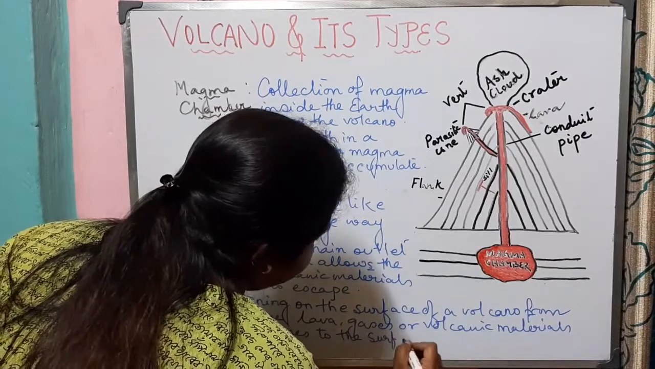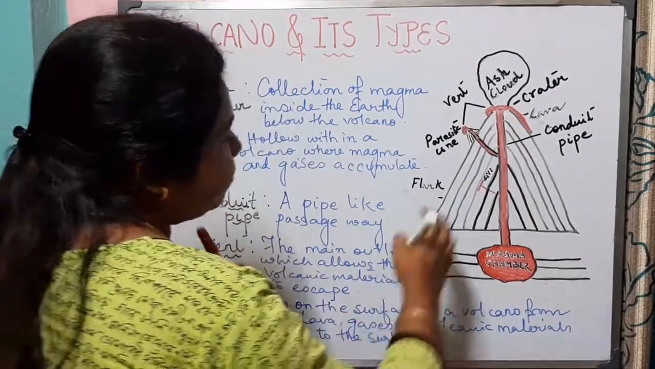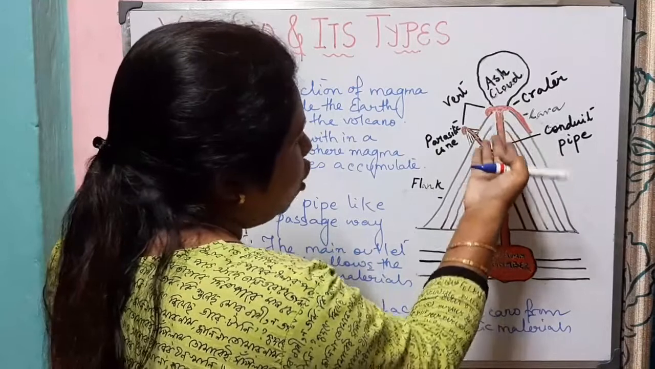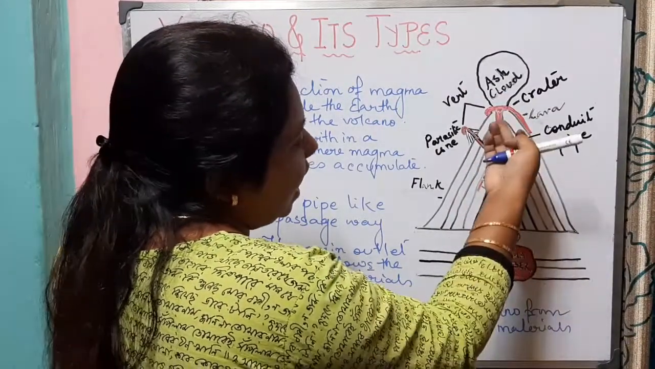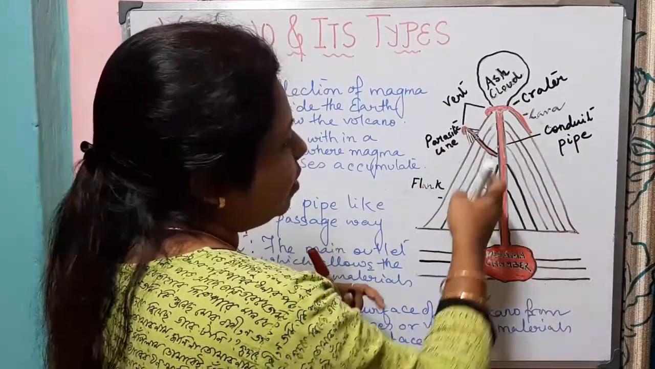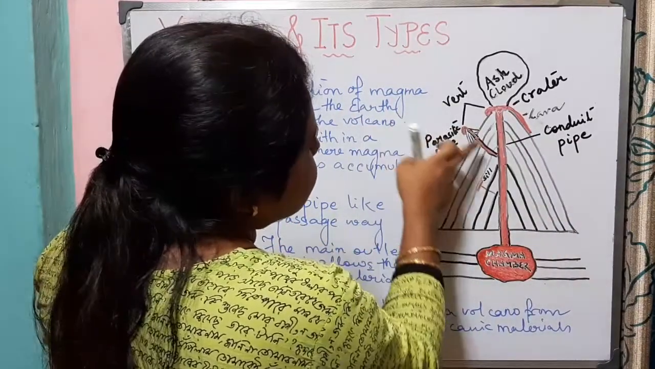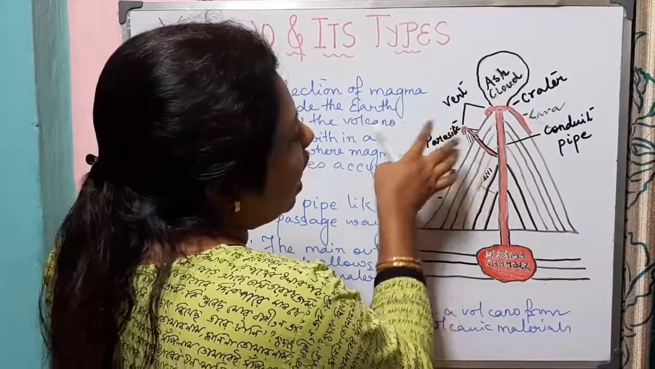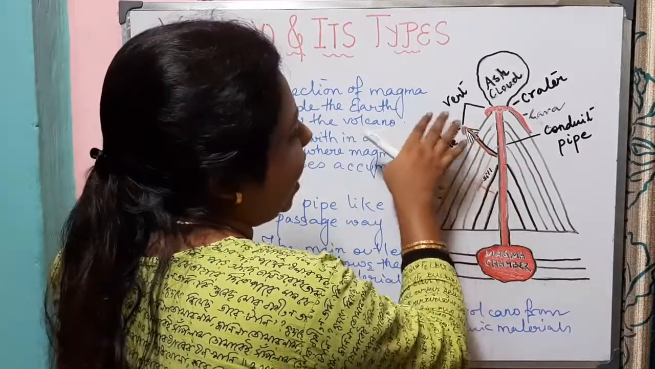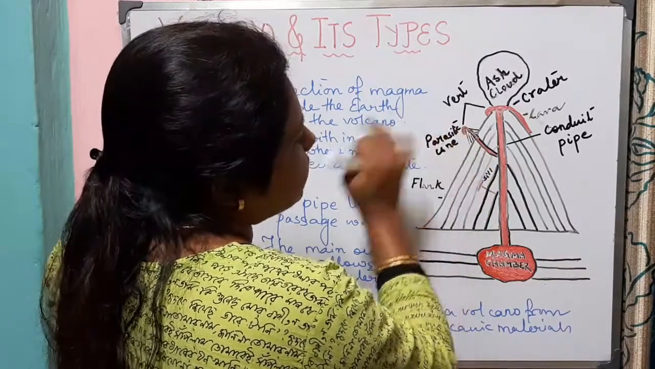Now there can be multiple vents, but the main vent is the one from where the volcanic material escapes through the main conduit pipe or the primary conduit pipe. There can be secondary vents. You can see this one is a secondary vent. That means these are the smaller outlets from where the magma may escape. So these are referred to as the secondary vent.